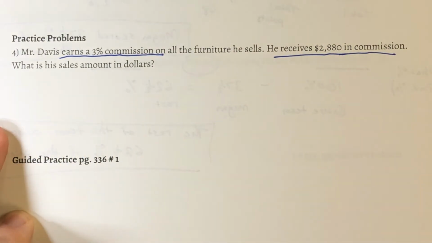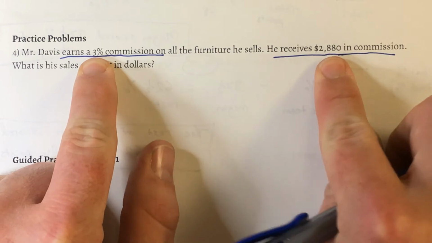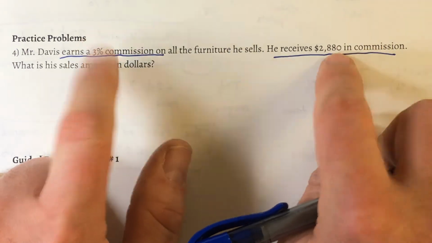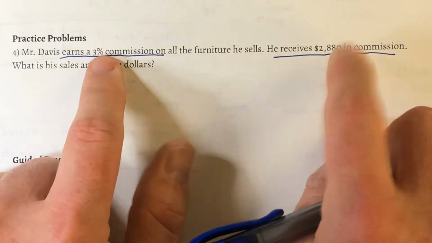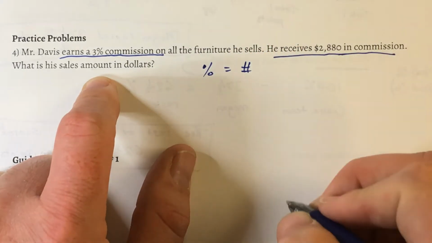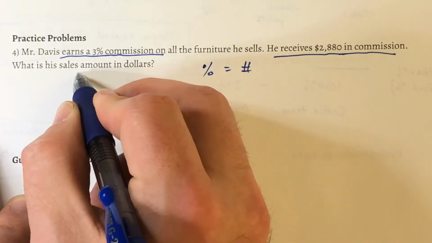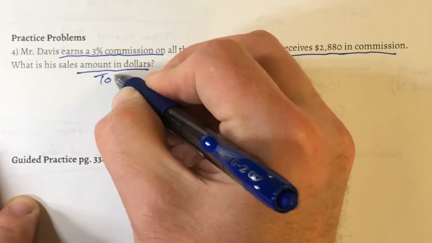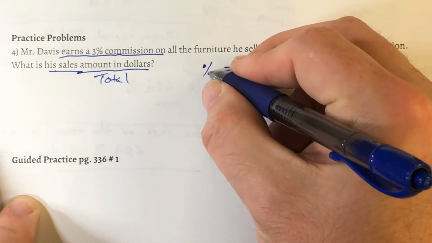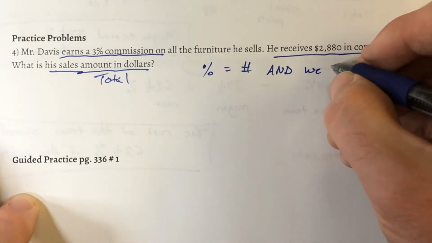So what type of question is this? Let's look. He earns 3% commission, and it says he receives $2,880 in commission. In other words, it just repeated itself. It gave us the same information twice. These two things are the same thing. Because it gave me a percent and a number that are the same thing, and because it says what's his sales amount in dollars, meaning it wants a total, so I'm going to add that because we have a percent and a number that are equal to, and we want an original total.